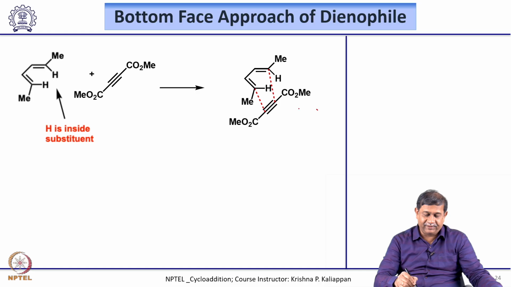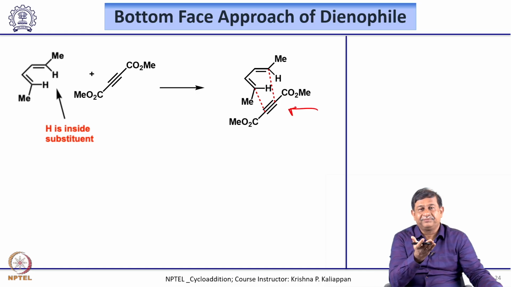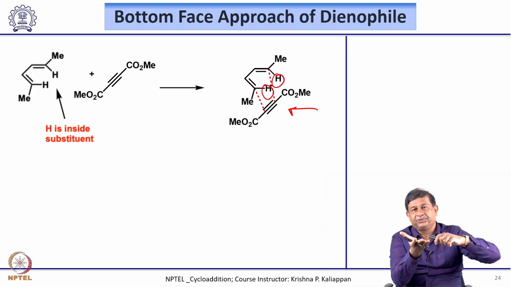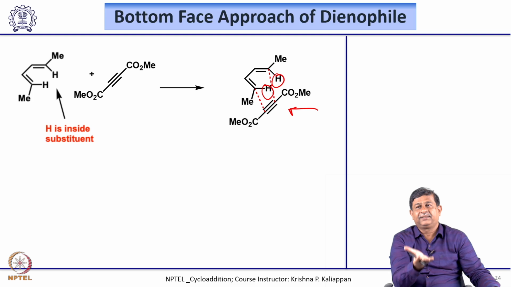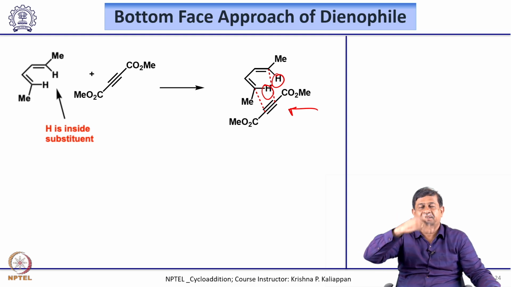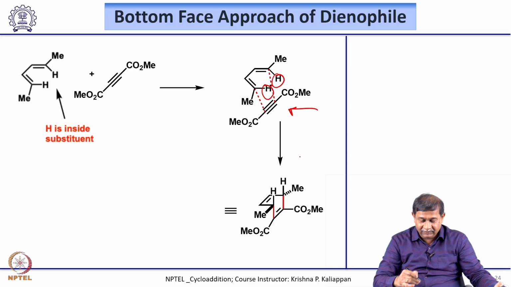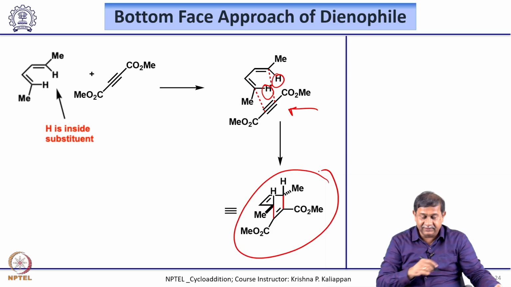You can see the dienophile comes from the bottom face. When the dienophile comes from the bottom face, automatically the inside substituents will be pushed to the top. The top means above the plane, and above the plane means it is beta. Can it be drawn like this? Very simple logic. The dienophile comes from the bottom and these two hydrogens are pushed up, and that is how you get this product.